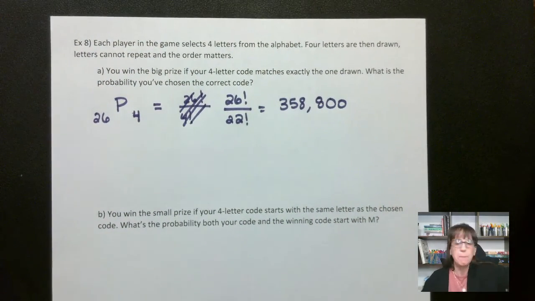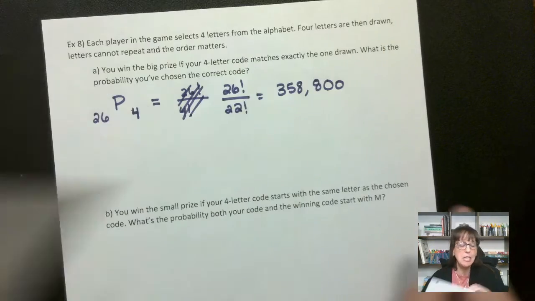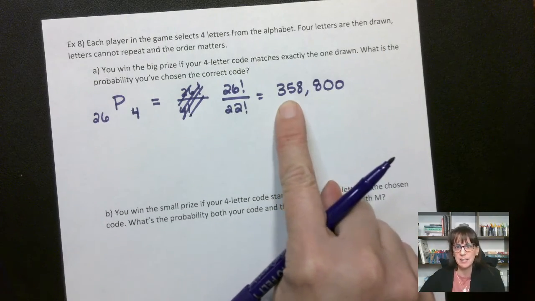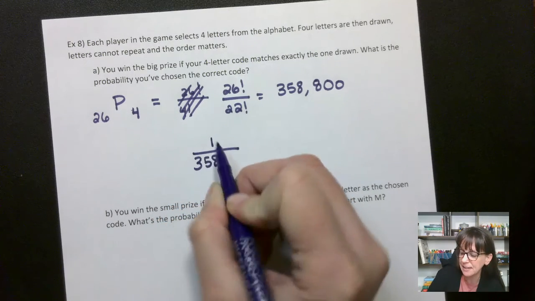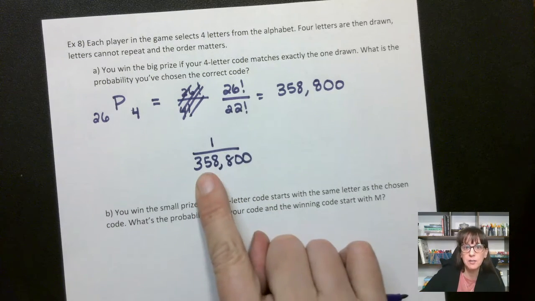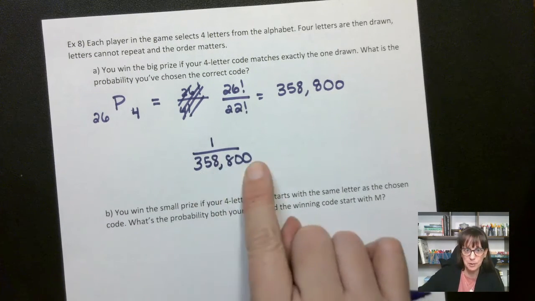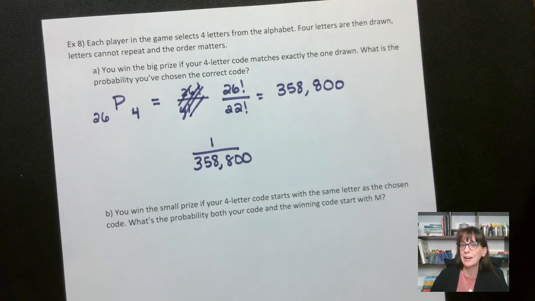Now, be very careful here because the question asks, what is the probability you've chosen the correct code? Now, remember, basic probability is favorable over total possible. So your answer is not 358,800. It is 1 out of 358,800 because there are 358,800 possible, but only one of those is the correct answer, the correct 4-letter code.